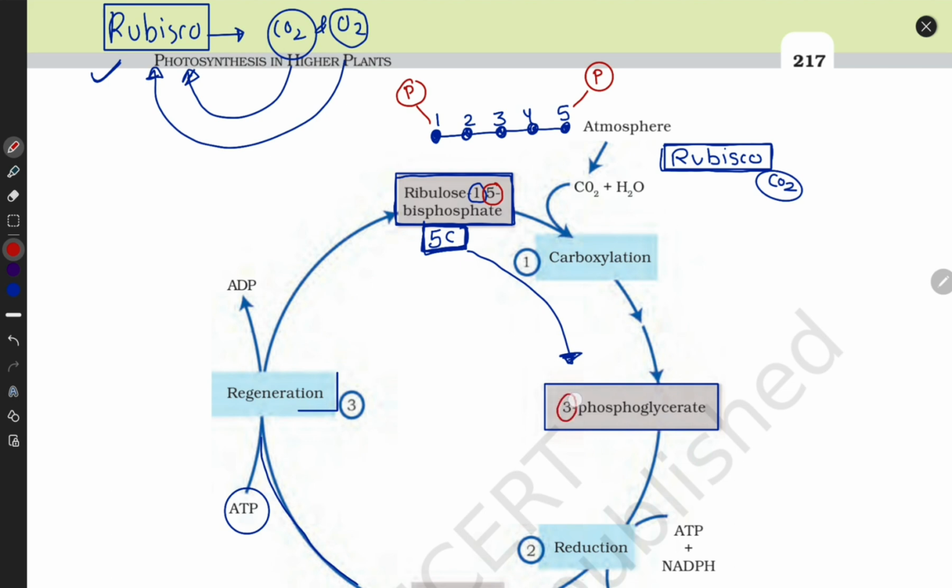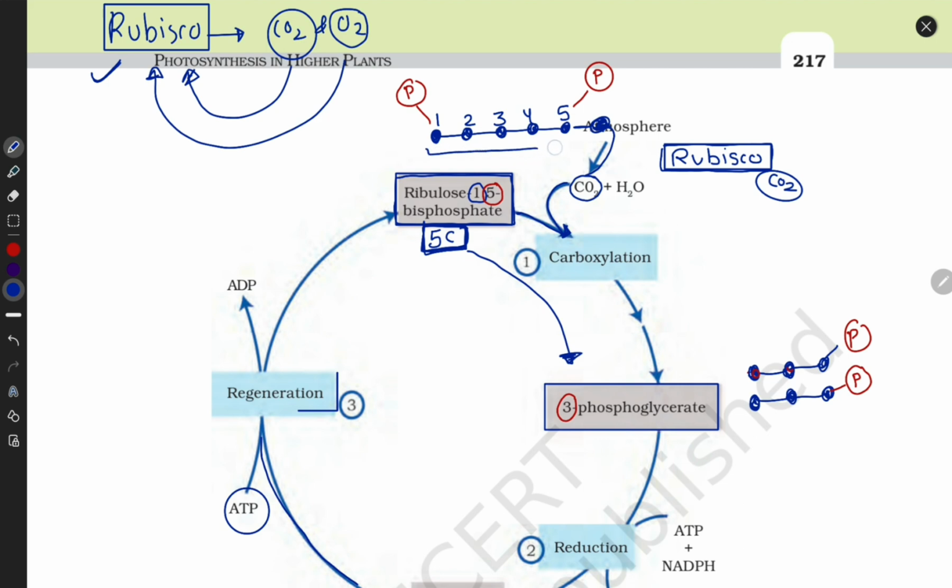At the position of 3, look at me, guys: 1 carbon, 2 carbon, 3 carbon. Here, at the third carbon, it contains a phosphate group. How does 5 carbon convert into 6 carbon? Because 1 carbon comes from the atmosphere, so they add on.